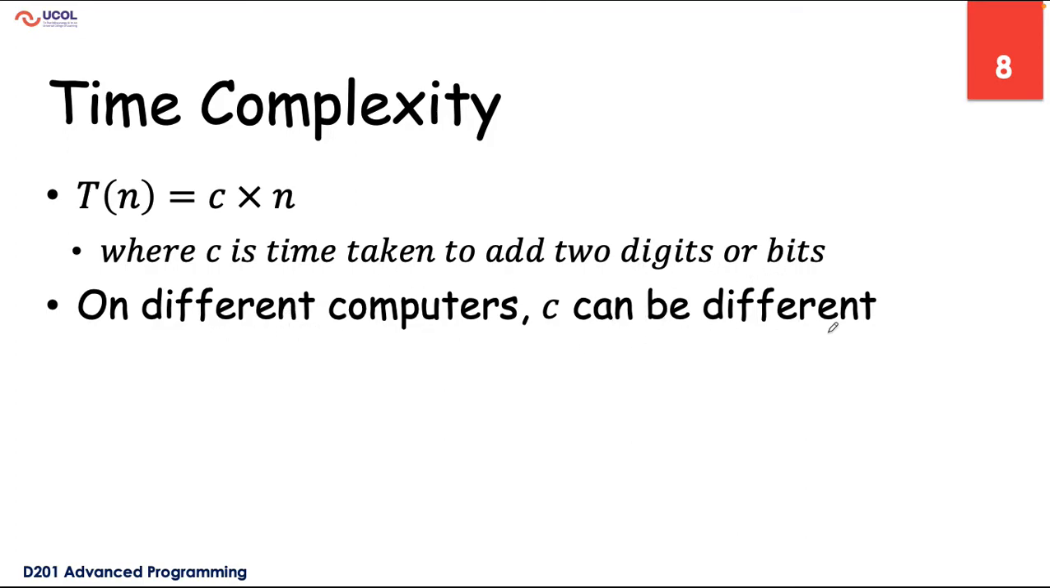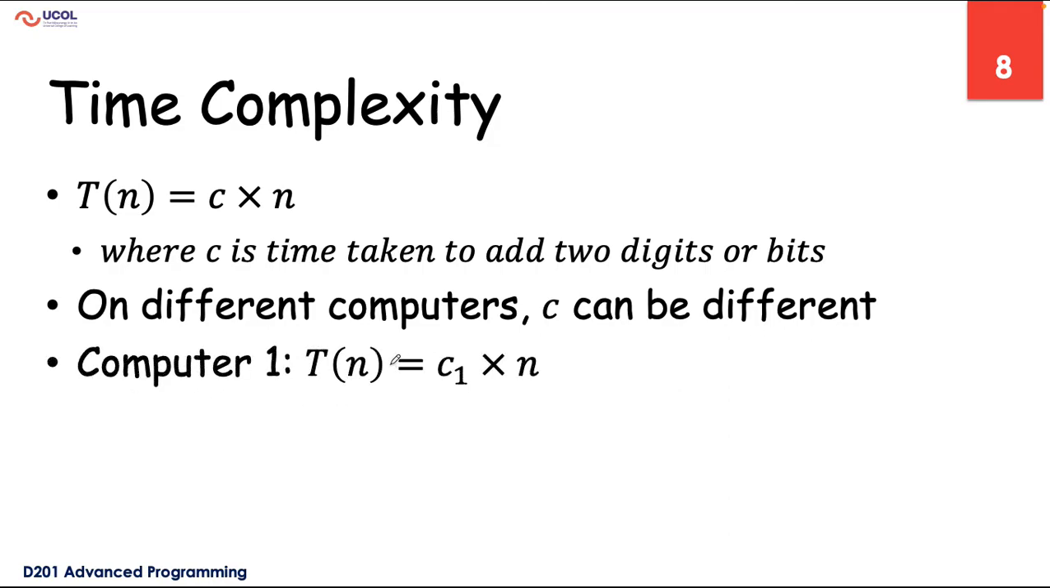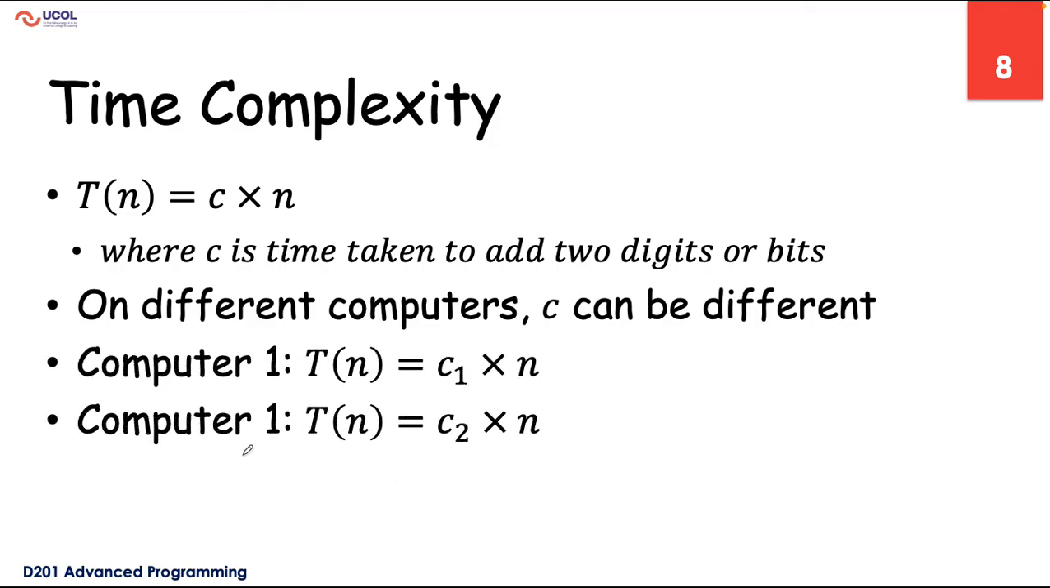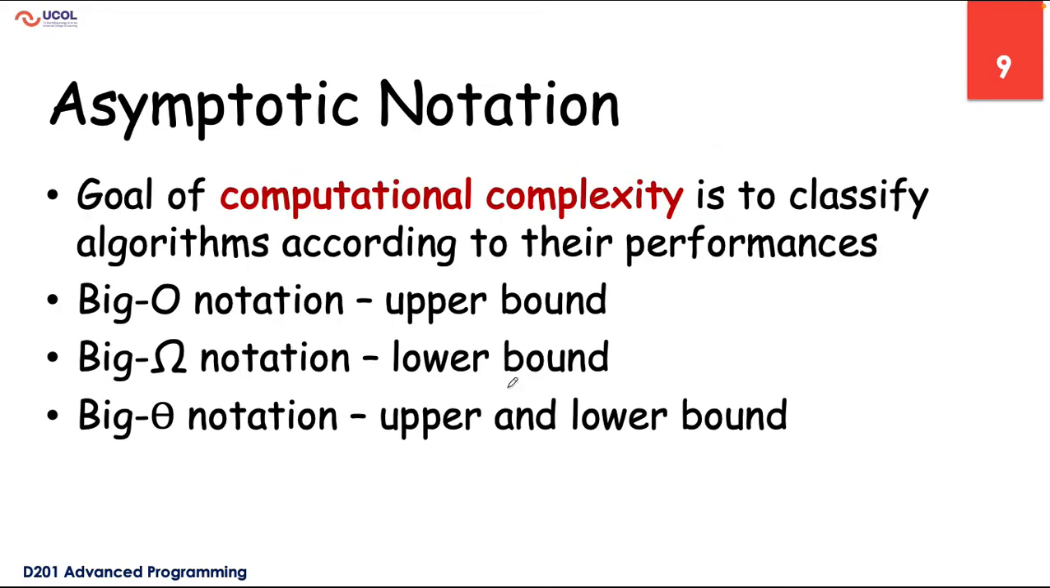On different computers, c can be different. On computer 1 it will be c1, on computer 2 it will be c2, depending on the computer, RAM and so on. But again, if you look at c1n or c2n or cn, the power of n is 1, so we can say that it is an algorithm with O(n) complexity. Okay, so the goal of computational complexity is to classify algorithms based on their performance and efficiency, how much time they will take to execute.